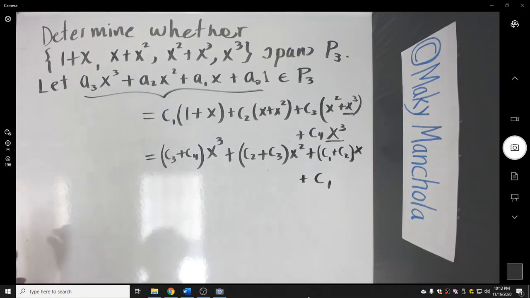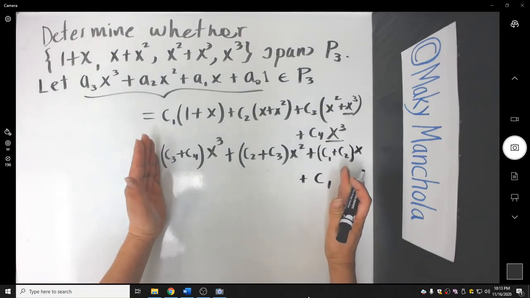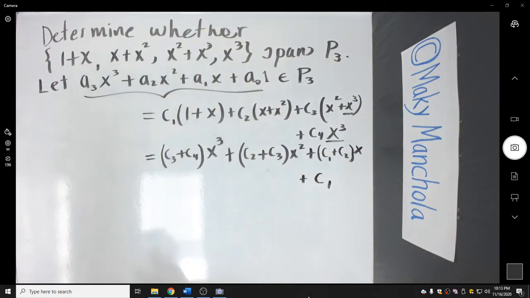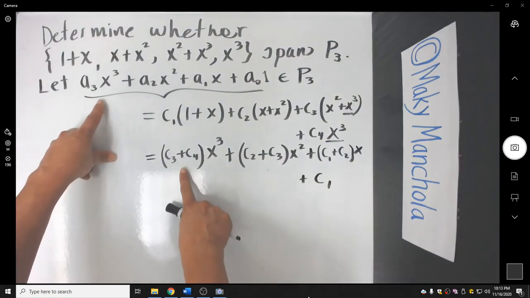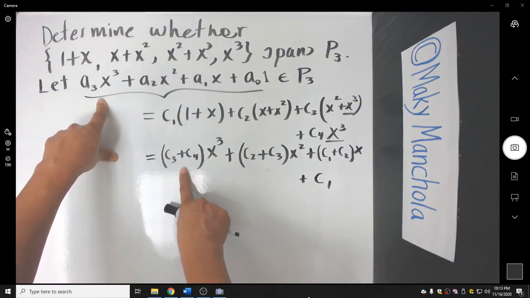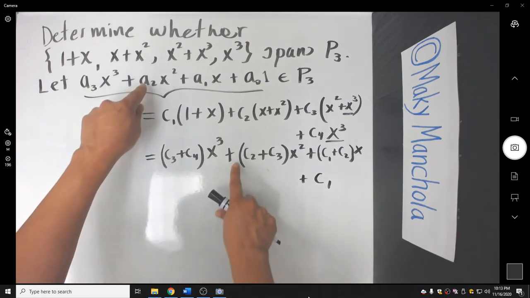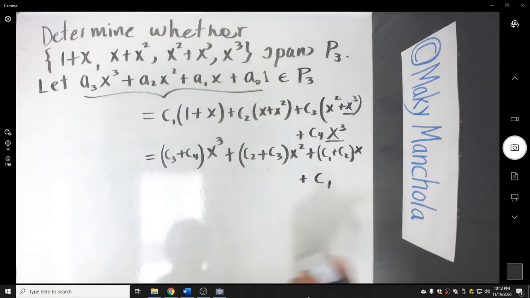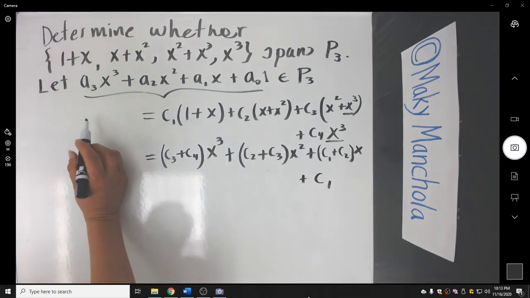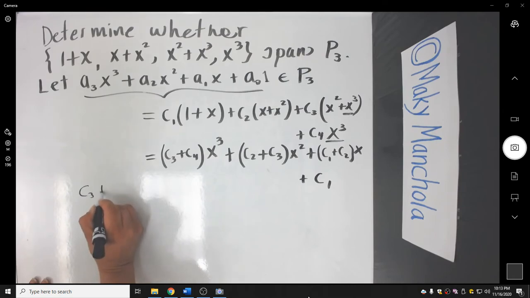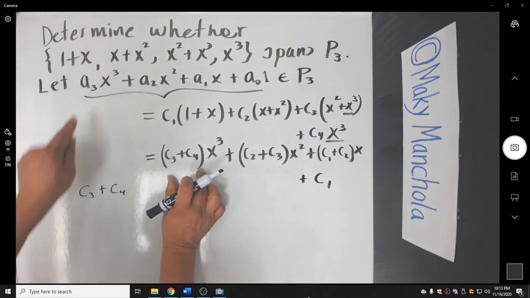Okay, so once again, this right side equals that generic polynomial in P3. So since they are both up to degree 3, what we do is we equate the coefficients. The coefficient of x cubed, we equate them. The coefficient of x squared, we equate them, all the way up to the constant term. So what do we end up with? We end up with C3 plus C4 equals a3.